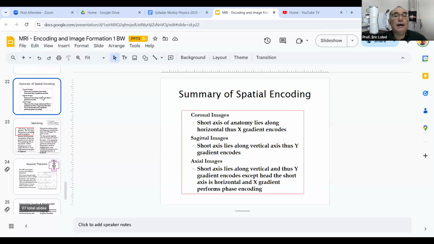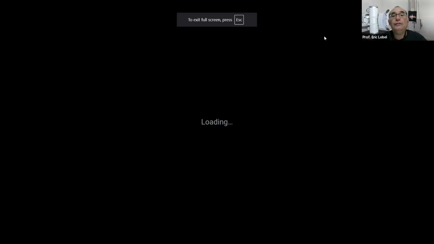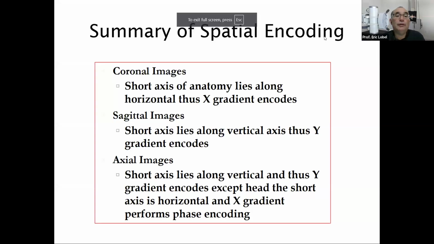So the last few slides just talk about the fact that once slice selection has been determined, which of the two leftover gradients will do the phase encoding and which will do the frequency encoding. You want to read the textbook on this. It's a little complicated. I don't go into it too much, other than this sort of summary slide here.